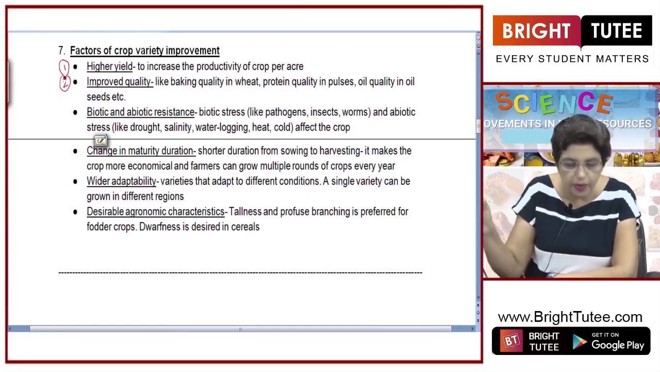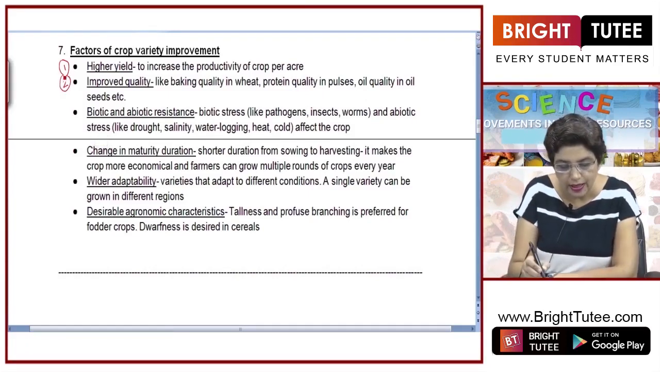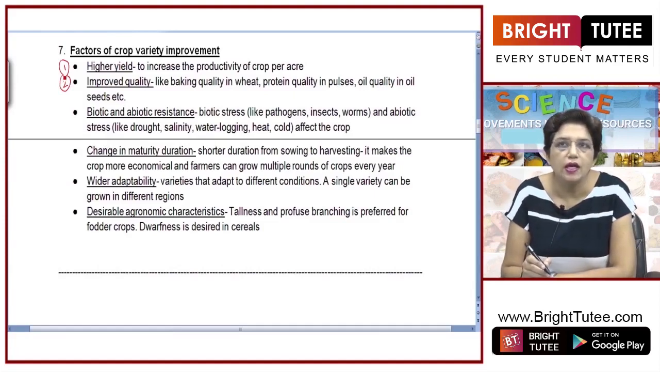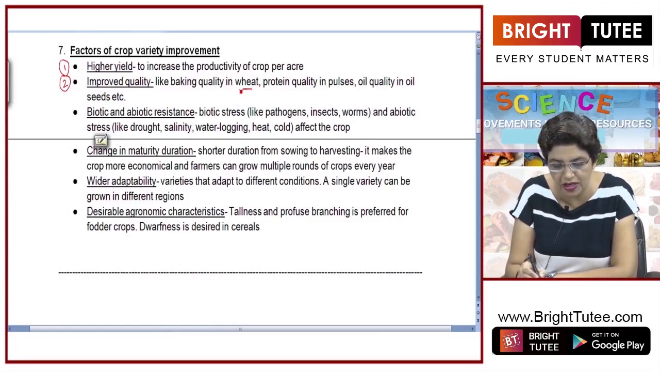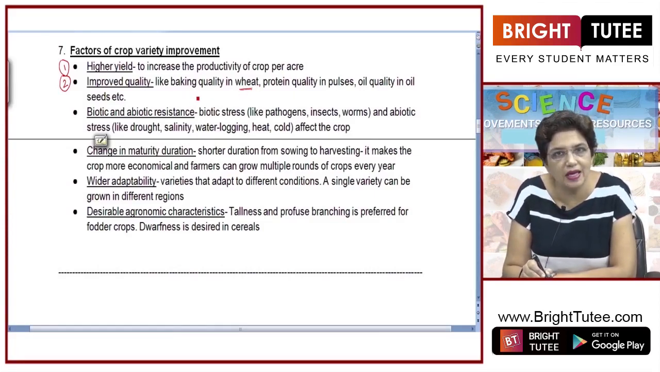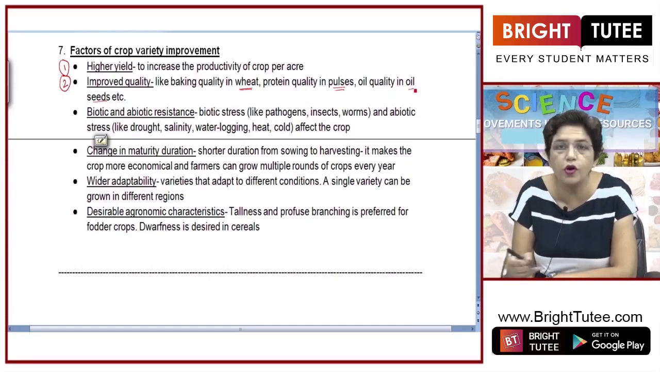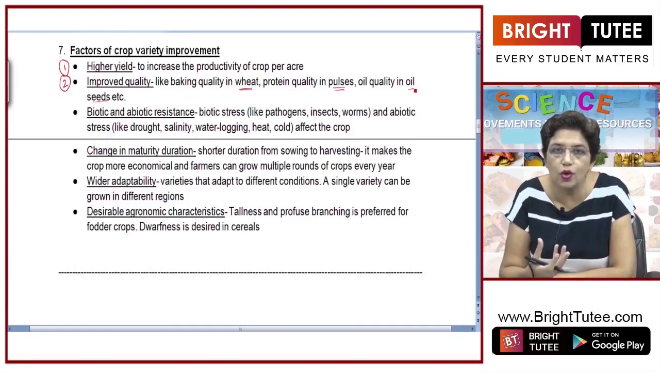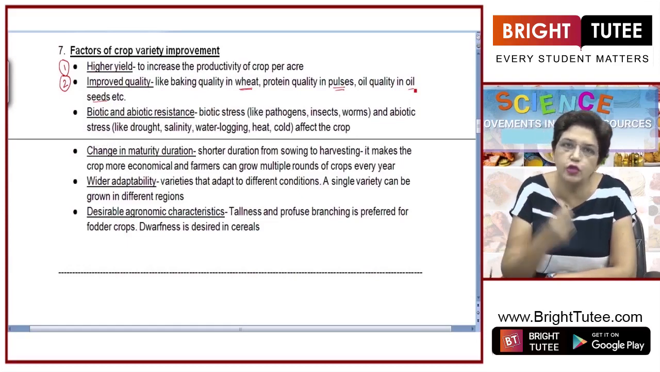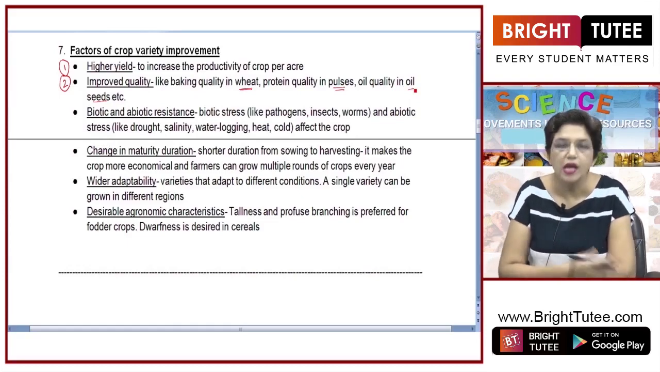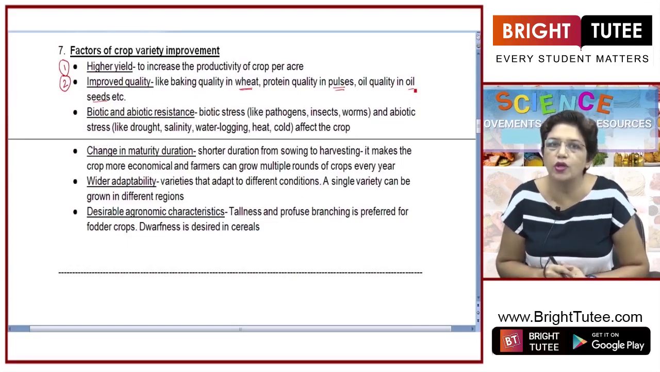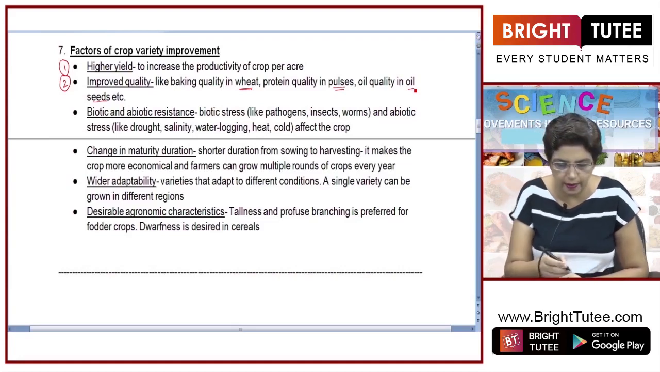Secondly, improvement in the quality. Now this improvement in quality actually varies from crop to crop. For example, in case of wheat, we are looking for better baking quality. In case of pulses, we want better protein quality. Then in case of oil seeds, what we look for is more quantity and quality of oil which we obtain from these seeds. So quality varies depending upon what type of crop it is.